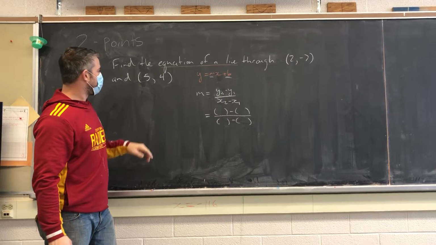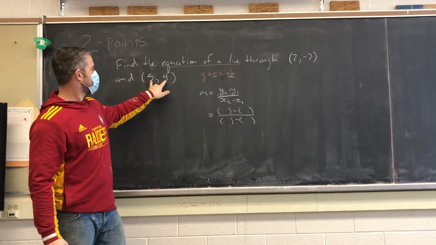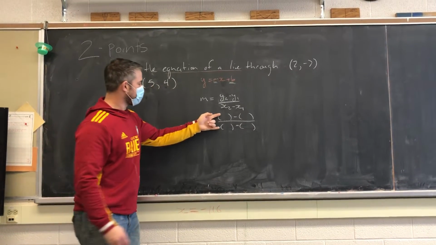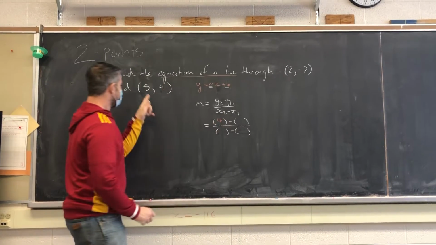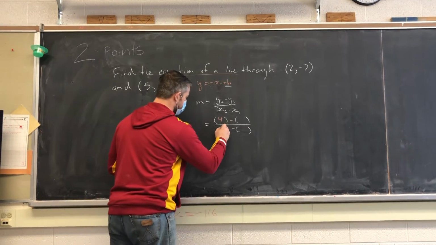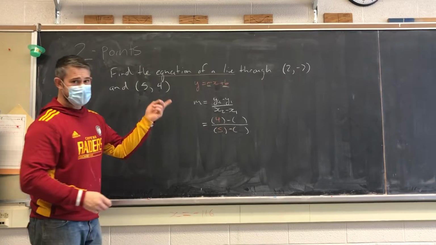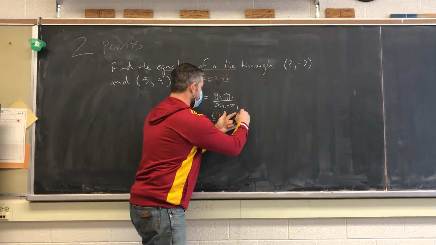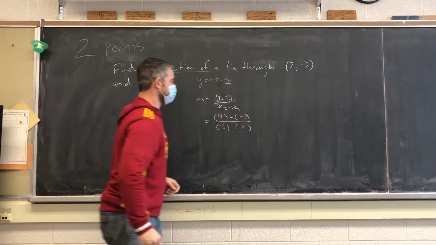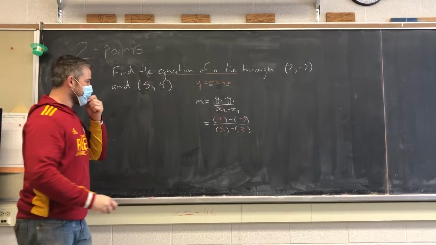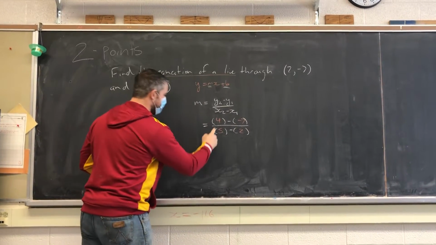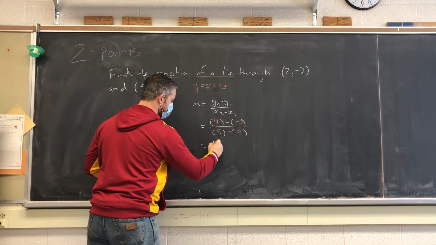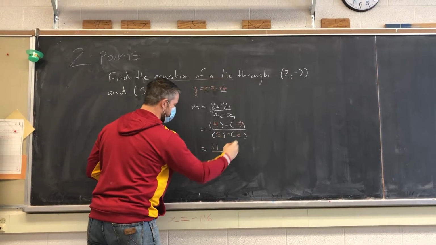Now, I'll pick whichever point I want. Let's let this point be my first one. The 4 is the y coordinate, so it will go in the top. The 5 is the x coordinate. It'll go in the denominator. Do the same thing for the other point. So negative 7 over 2 will become negative 7 over 2. And now I've got to go and calculate my slope. So 4 minus negative 7, be careful with your integers, and 5 minus 2.